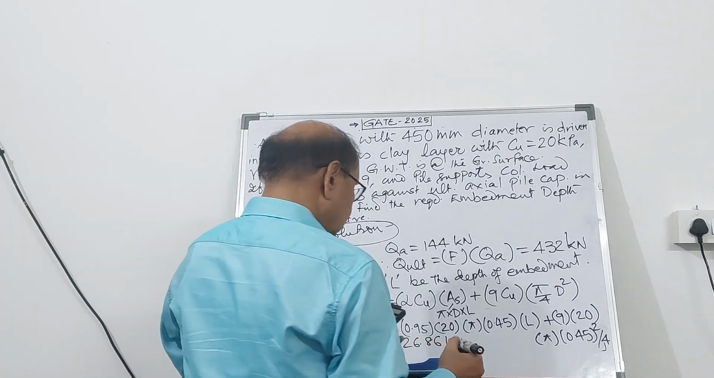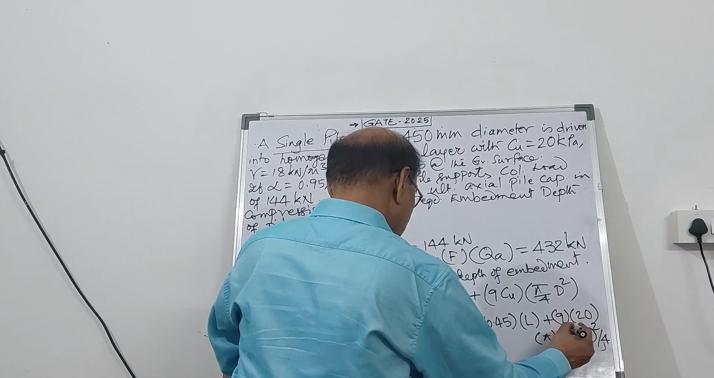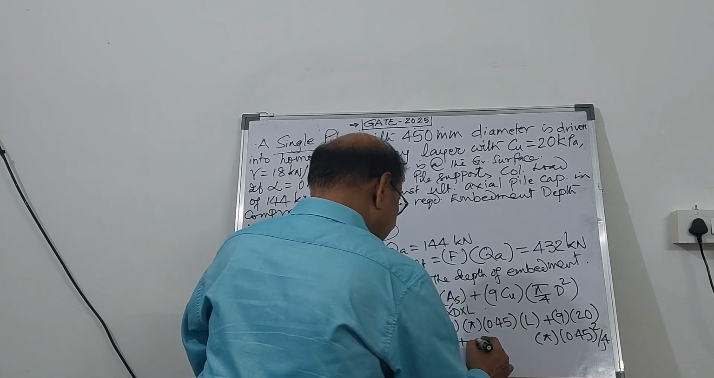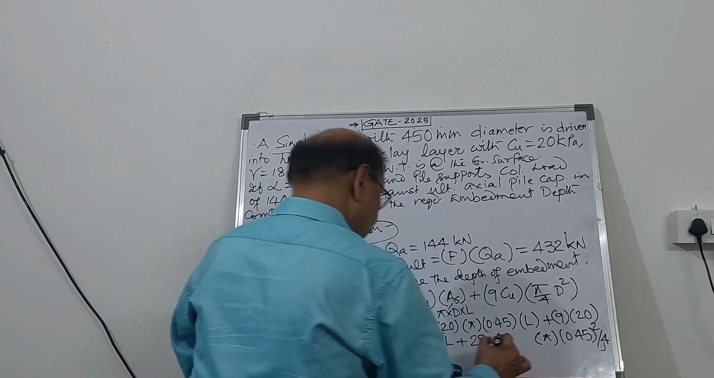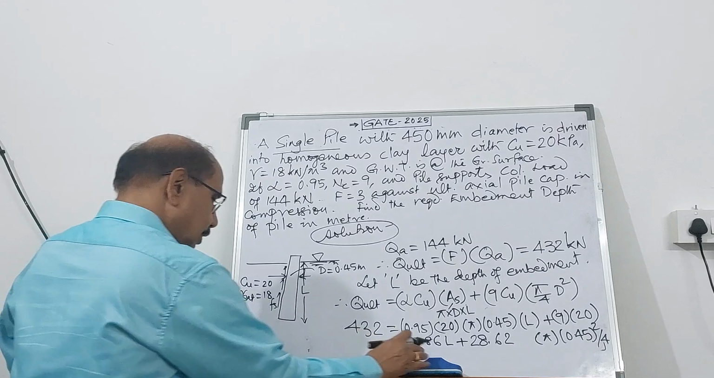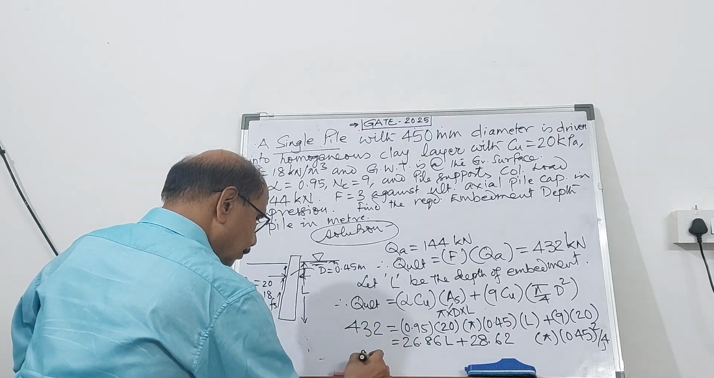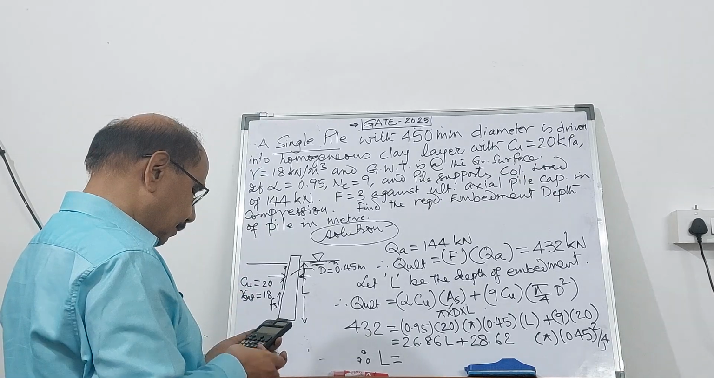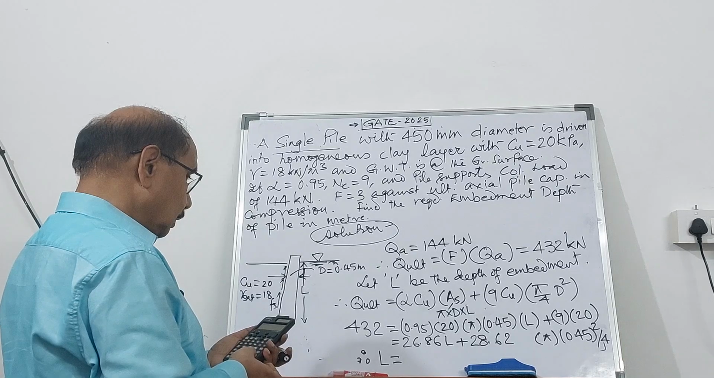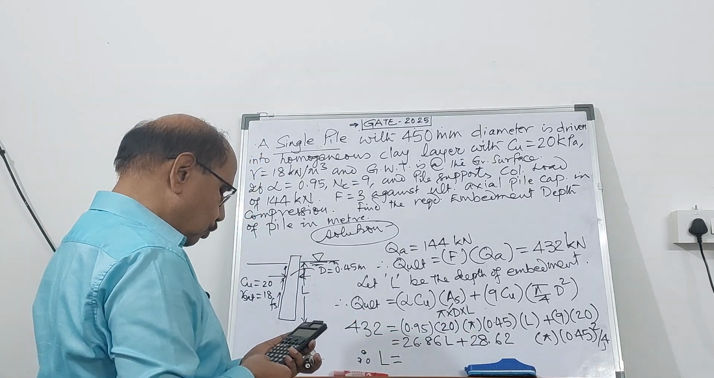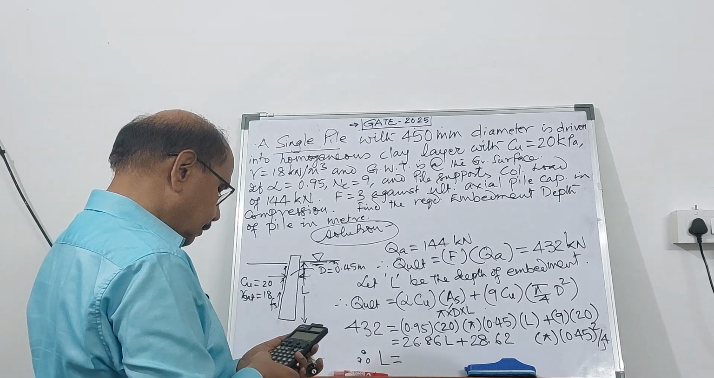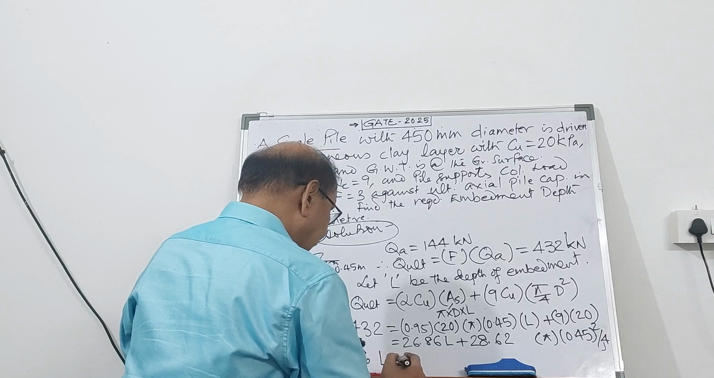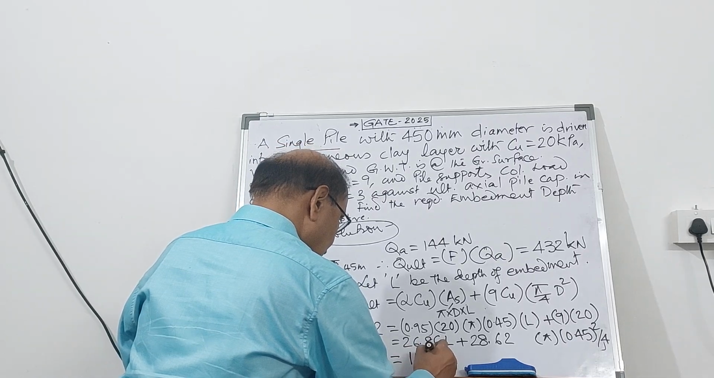This becomes 28.62. Therefore, by simplifying, we can find out the depth of embedment L. So 432 minus 28.62 divided by 26.86 equal to 15.01 meter.